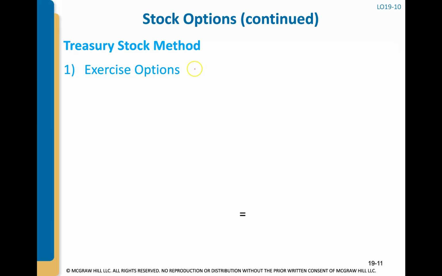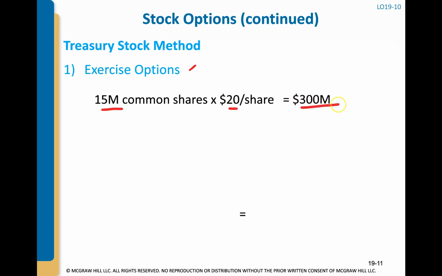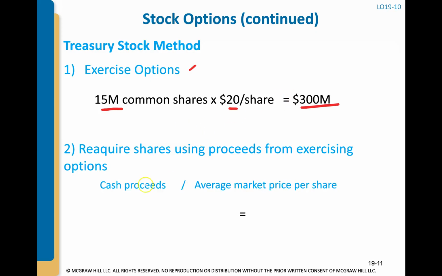So let's see. The treasury stock method says step one is we assume that all the shares granted for this stock option were exercised. So we were granted 15 million common shares, and the exercise price was $20. If that happened, we sold all those shares for $20, so we as a company would receive $300 million. We would take those $300 million of cash proceeds and buy back our own stock, which means we acquire treasury stock, using the average market price per share for the year.